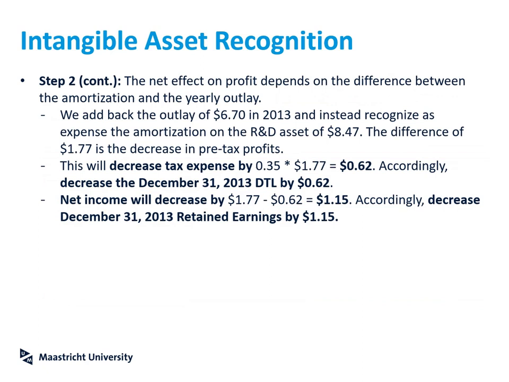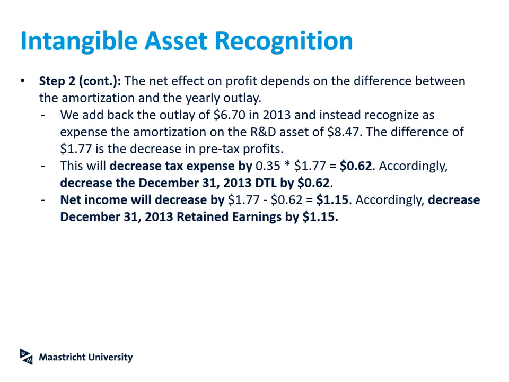And we compare that to the actual outlay that we're making. So to see the effect on our profit, we need to compare the amortization of the R&D asset to the yearly outlay. And we see that the outlay in 2013 is 6.7, which we can compare to the amortization of the R&D asset of 8.47, which is a difference of 1.77 billion. And in this case, we would actually see that despite the fact that we're recognizing an R&D asset, the expenses in 2013 would actually be higher.